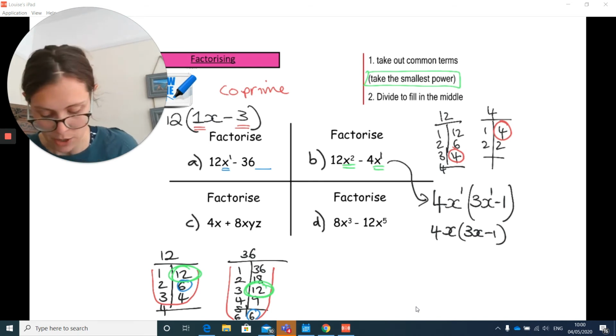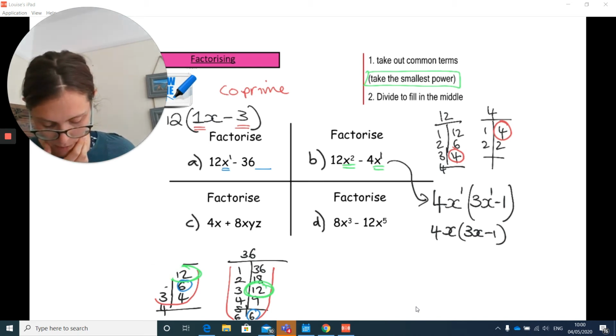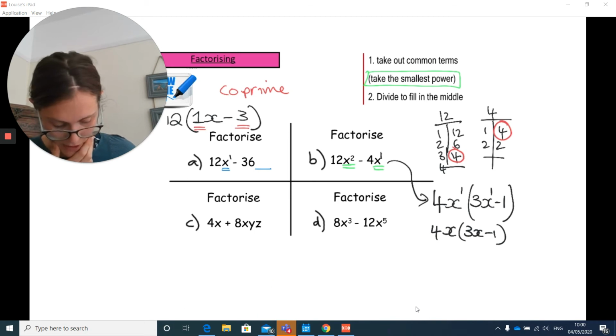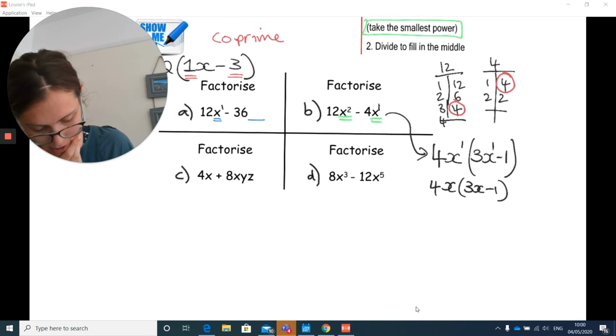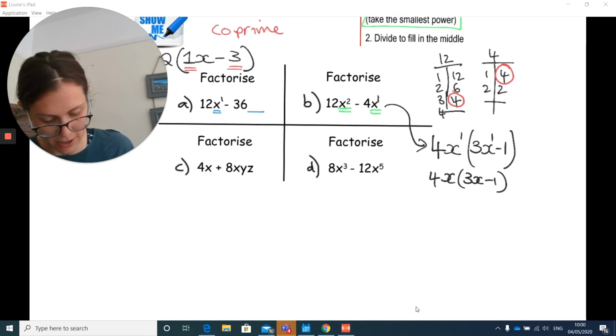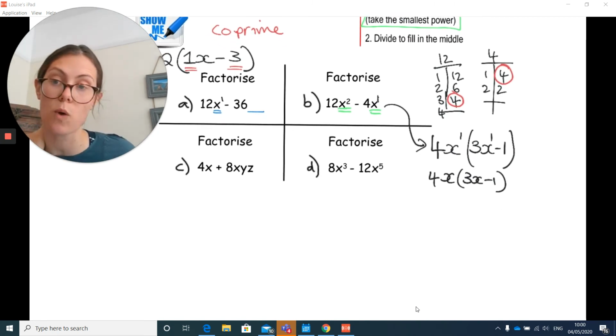Okay, welcome back. So yeah, let's have a look at these last 2 questions. So I'm going to rub out this. We've got a little bit of space. And I'm going to move this up. So again, we've got a bit of space. So this first one is factorising 4x plus 8xyz.